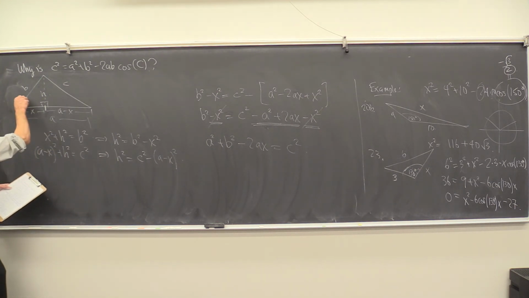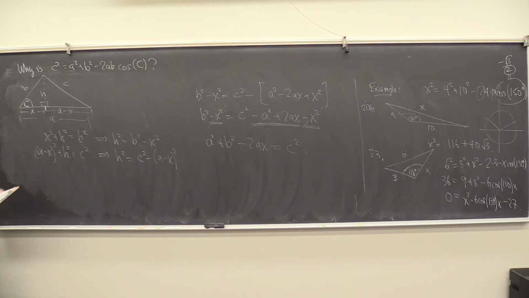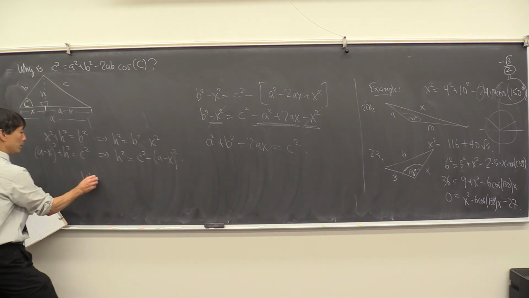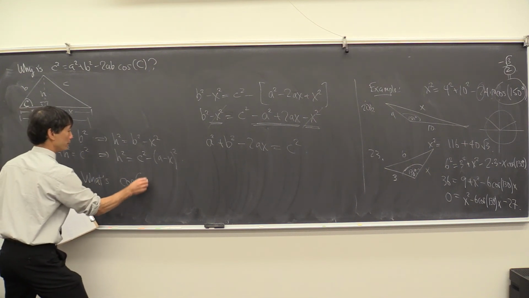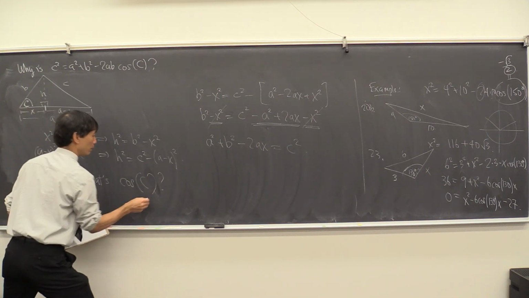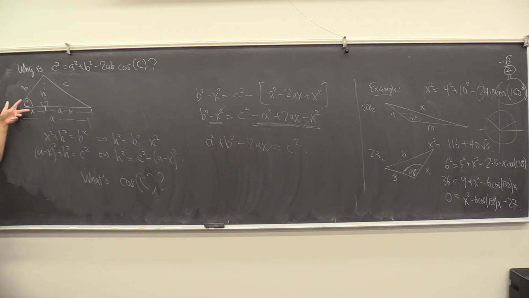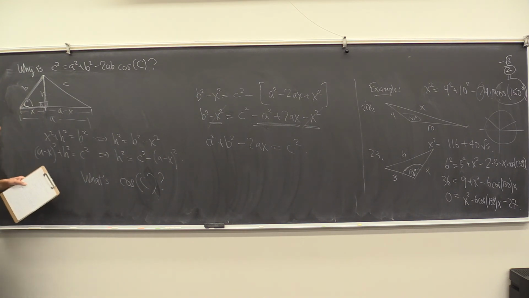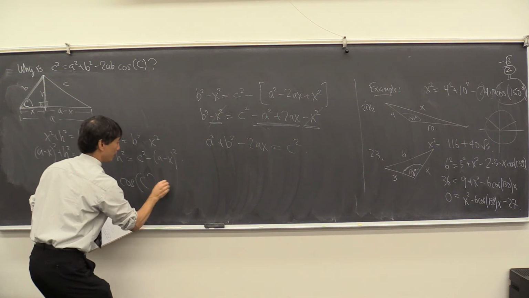Right? And this angle here is C. Let's think about, what's the cosine of C? Melanie, I'm going to make you do it. A minus x over C. So you want to think over here with this right triangle here. So x over b. x over b, great, right?